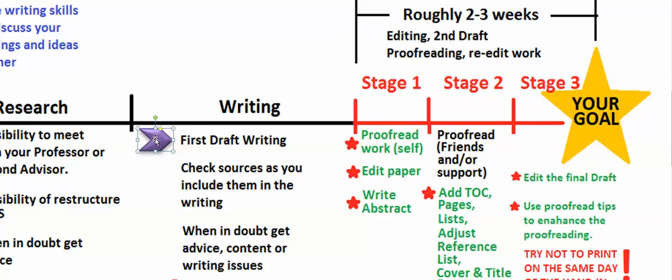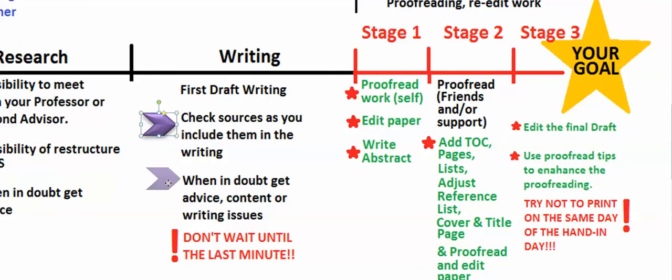Here you write your first draft. First draft means this is the first time you're writing it, putting everything, all the contexts, all your ideas, all your arguments for the first time onto paper. As you write, check your sources, making sure that you include them. Whatever you paraphrase, you need to cite. This is very important, because if you don't, you might be committing plagiarism.